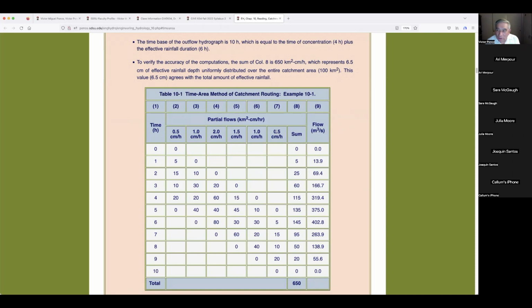So the first thing to do, in order to apply the time area method, you've got to subtract from the total rainfall the infiltrated rainfall. And that's normally done with a method such as the curve number. The curve number typically is the one that's mostly used, by the way. I would say more than 90% of the people in practice are using the curve number.